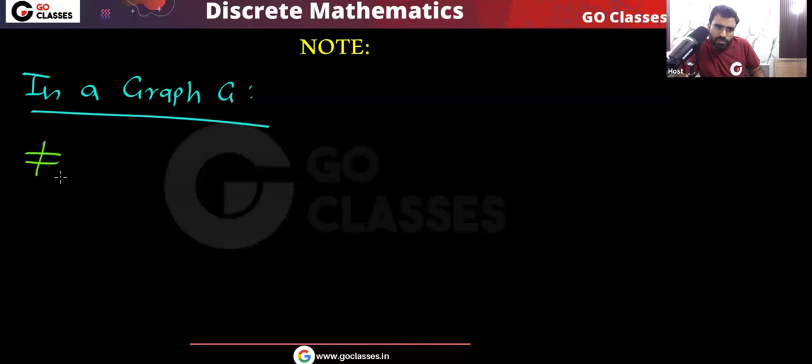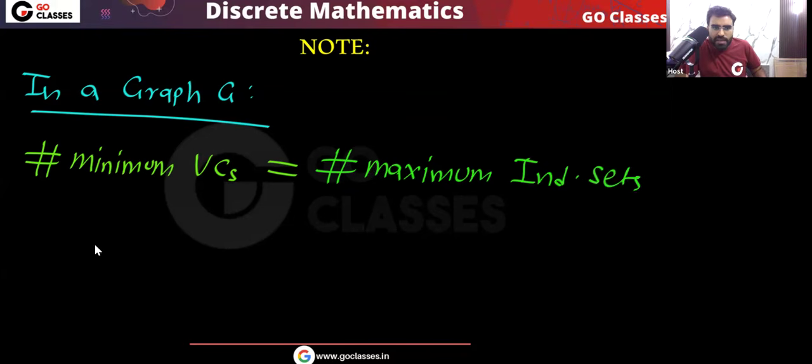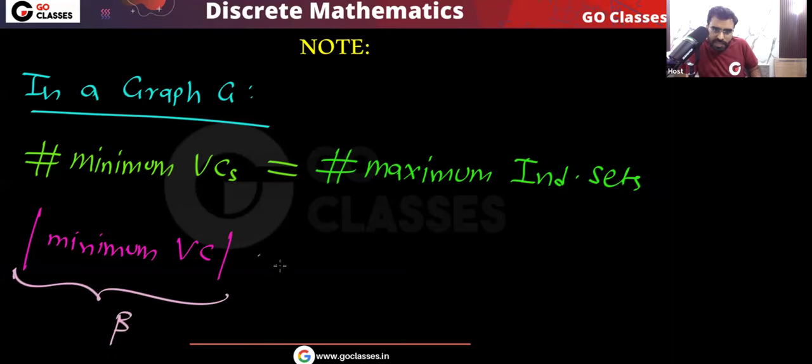Now, notice just a small thing, that in any graph G, if I ask you the number of minimum vertex covers, means how many minimum vertex covers are there, then that number will be equal to the number of maximum independent sets that we already know. We have just now seen. Okay, but understand the difference, that if I ask you size of minimum vertex cover, what is that? That is your beta. That is equal to the number of vertices minus size of maximum independent set.